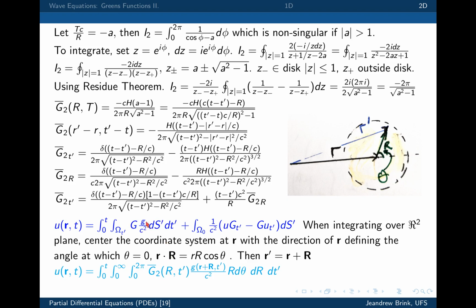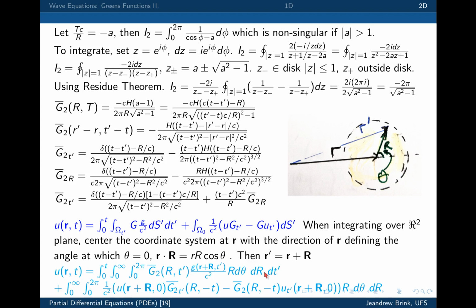okay, and here's where it gets tricky. Remember, this definition is the integral over R prime. So here it is G evaluated at R prime. And so the argument that must go into G is r prime. But here r prime is simply little r plus big R over there. So the argument that's entering the Green's function and that's entering G are different, times the area element, which is just r d theta dr dt prime.